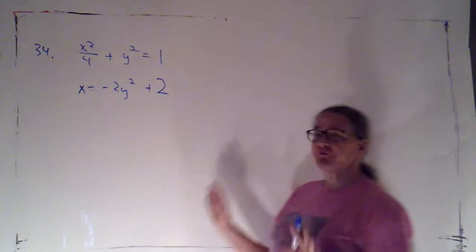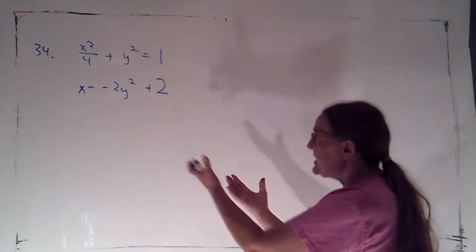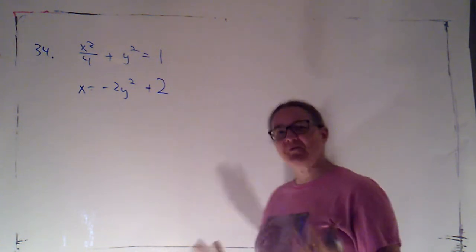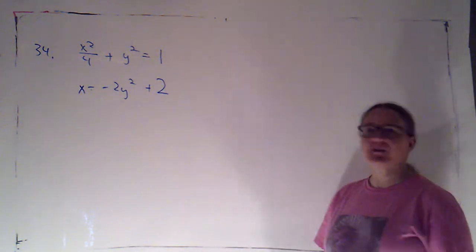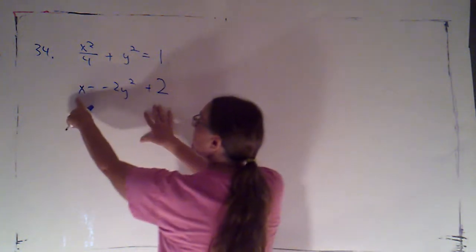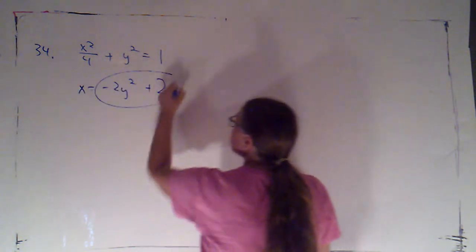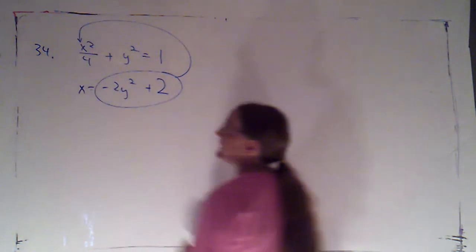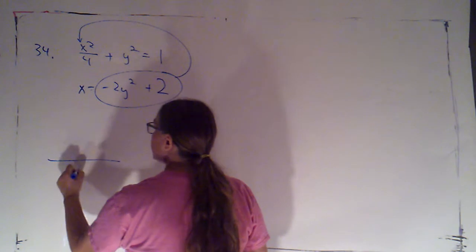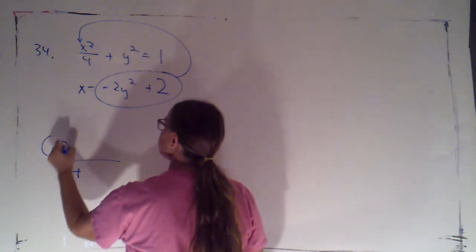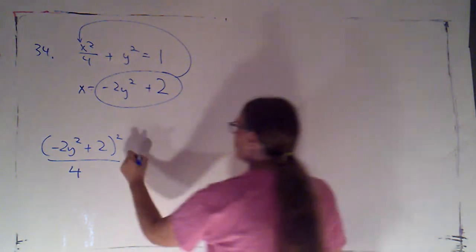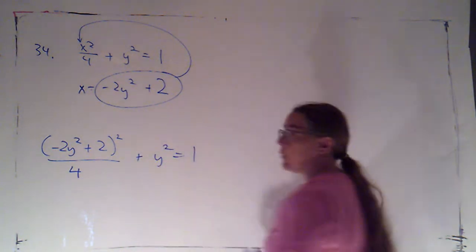As I said, I don't feel like there's necessarily a right way to do this problem. Either method is going to work. We're going to work it out both ways. I've arbitrarily chosen that I'm going to do the substitution method first. Okay, so we've already solved this for x, so I'm just going to plug that in for x in the other equation. So on the top of that fraction, I've got the quantity, negative 2y squared plus 2 squared. That's all over 4. And then plus y squared equals 1.